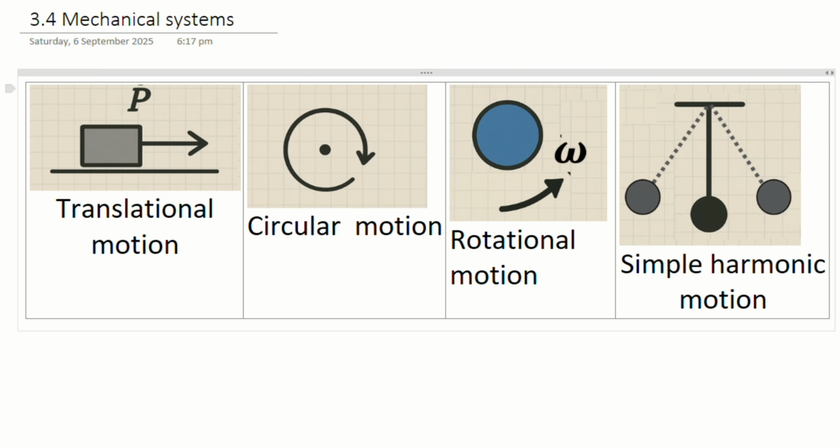Welcome to HEC Physics. In this video, I'm going to explain some of the key concepts of Level 3 mechanical systems. NCEA Level 3 mechanical systems is made of mainly 4 parts. And in each of these parts, you basically analyze different types of motion.